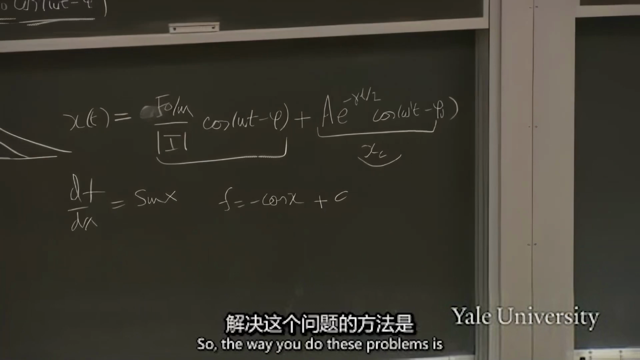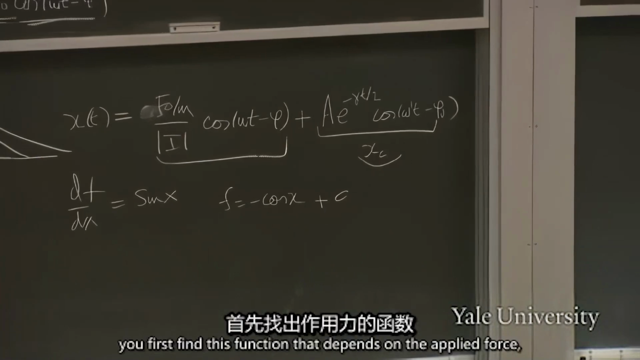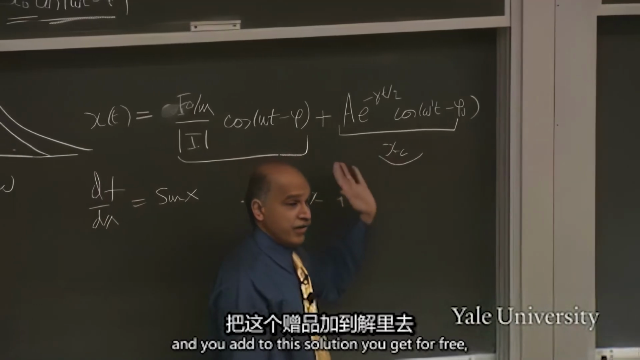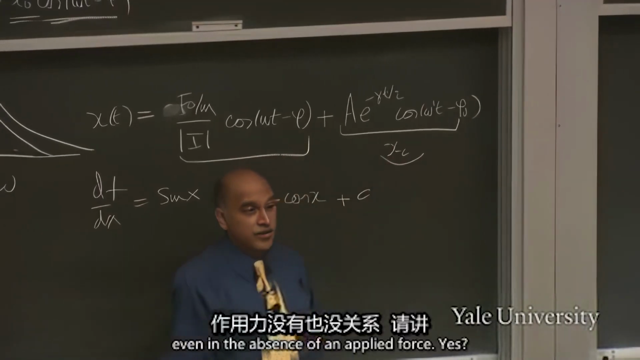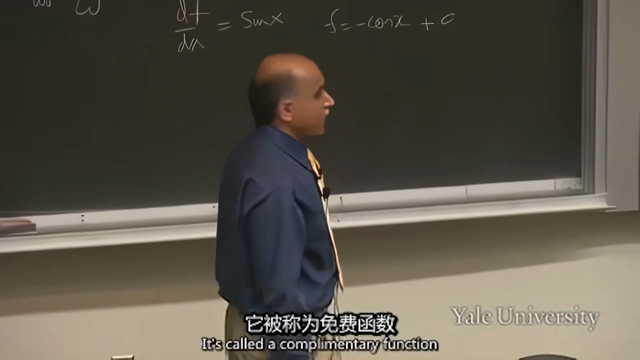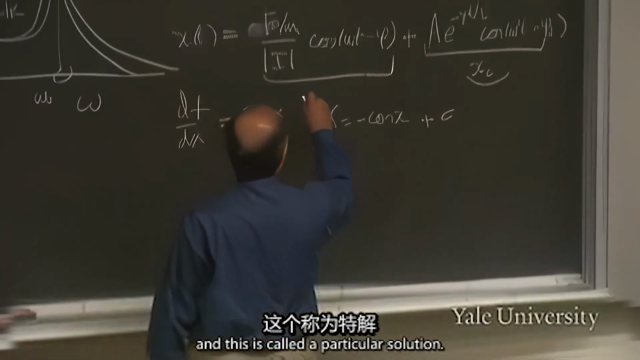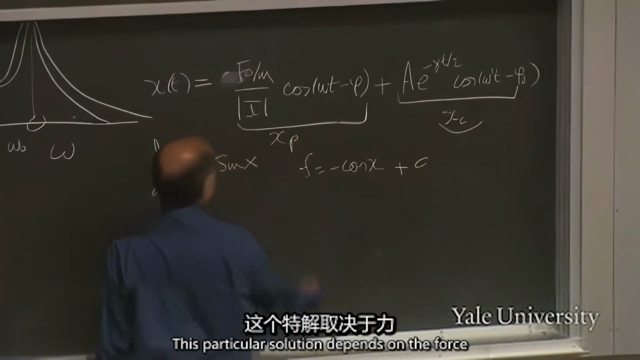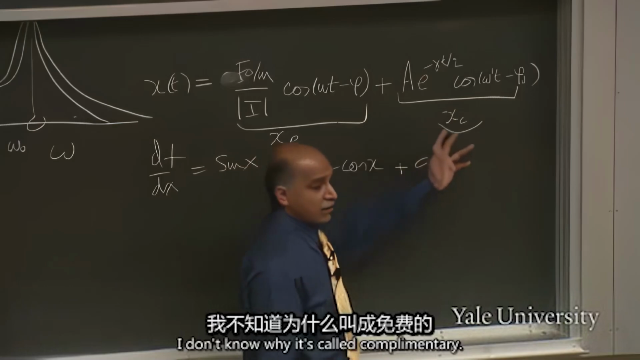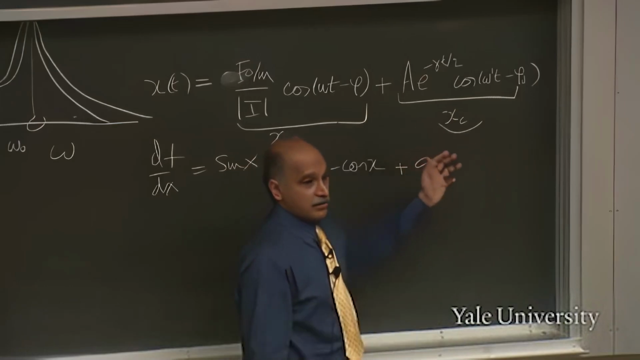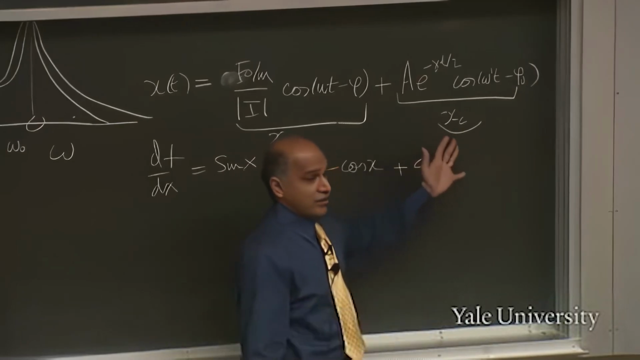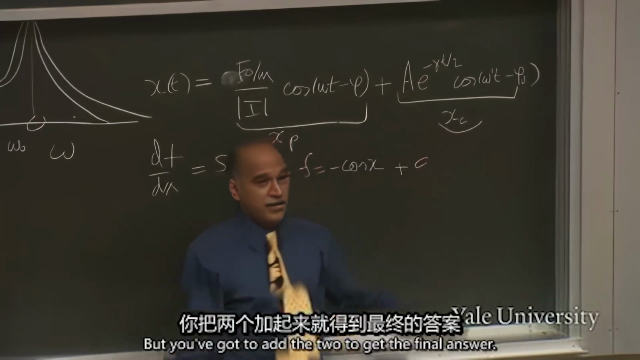So the way you do these problems is you first find this function that depends on the applied force, and you add to this solution you get for free, even in the absence of an applied force. Yes? What does the x sub c stand for again? This is called the complementary function, and this is called the particular solution. This particular solution depends on the force, and this is the function. I don't know why it's called complement. Maybe it complements the answer, or it's a freebie and you don't pay for it with any force, but it's called complementary. But you got to add the two to get the final answer.